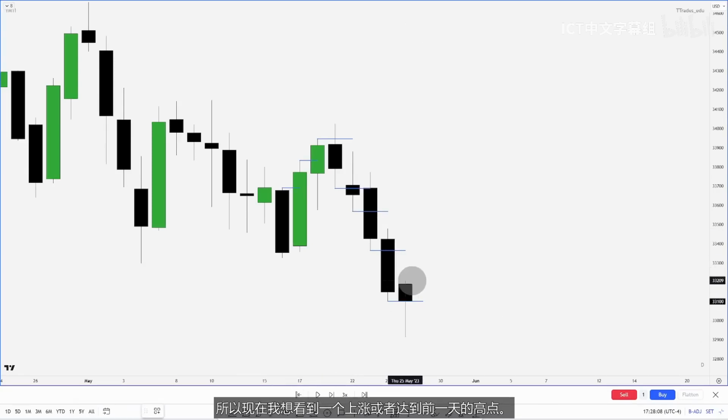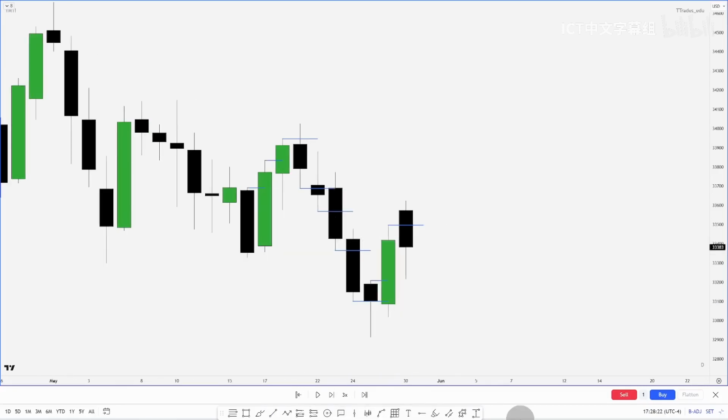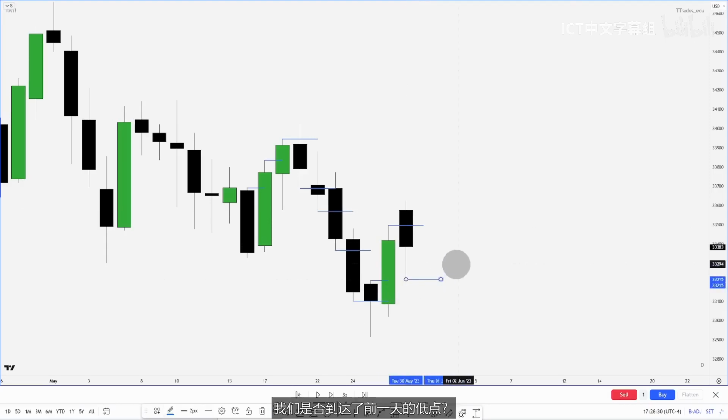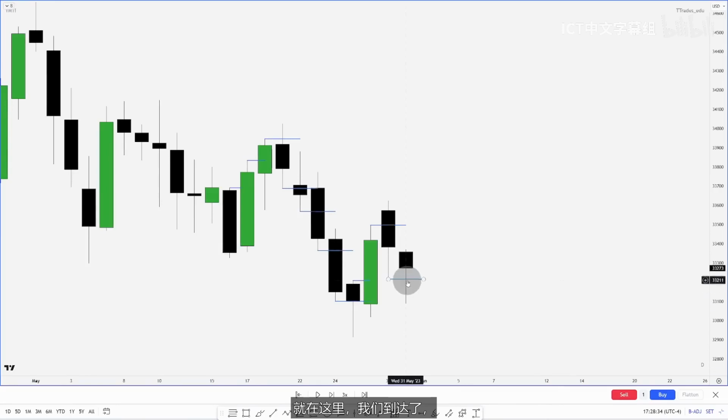So now I would want to see a move higher or a reach for previous day high. Close outside the range, so bullish, or reach for this previous day high. Right there, we actually gap above it, come back in the range, so this would be bearish for me. So I'd want to see, do we reach for this previous day low? Right here we do, but we can't close outside this range. So now I'd want to see previous day high or be bullish.